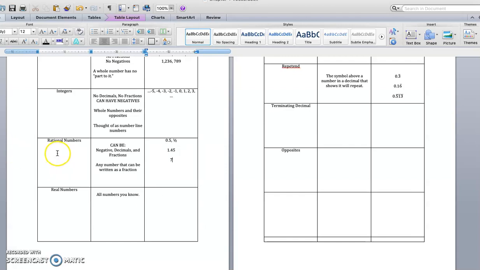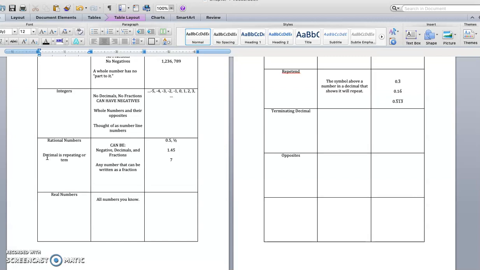Okay? Now, how do you know when you look at a decimal that it could be written as a fraction and then in fact it is a rational number? There are numbers out there that are not rational. How you know is if the decimal is what we call a repeating decimal or a terminating decimal. And we're going to go into those on your next page.